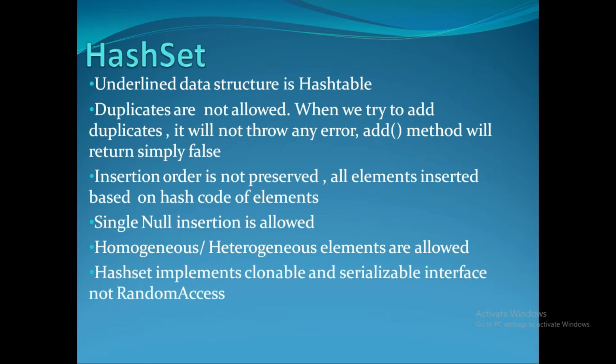The next one is about the interfaces implemented. We have seen that array list implements Cloneable, Serializable and RandomAccess, but hash set implements only Cloneable and Serializable; it does not implement RandomAccess. That's why it is not a good choice whenever our frequent operation is retrieval by index, because it doesn't implement random access. Okay, so what is the best choice then?